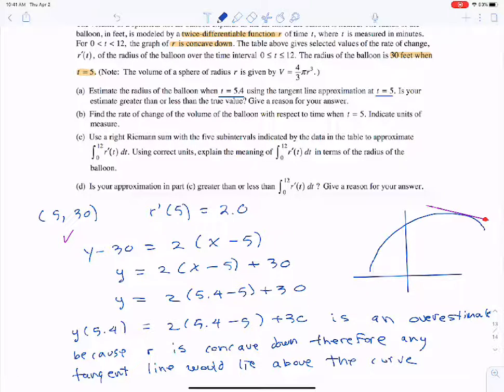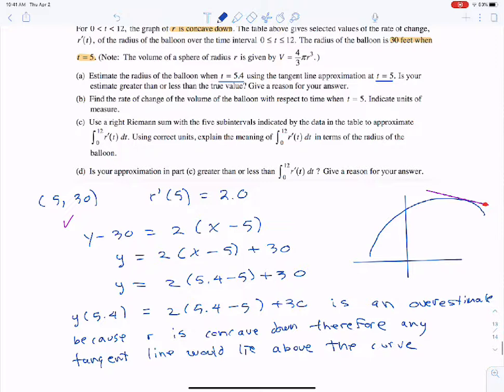So, things that I want to emphasize here. One, do you have to rename the point, the value? Probably not. The big thing that they're going to be looking for is, one, was it an overestimate or an underestimate? And two, how you knew that. You're going to have to specifically mention that you were looking at concavity. If you say it's an overestimate and you say concave down, you probably got full credit on that.